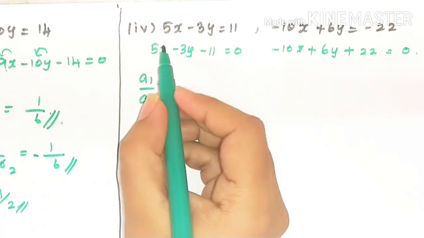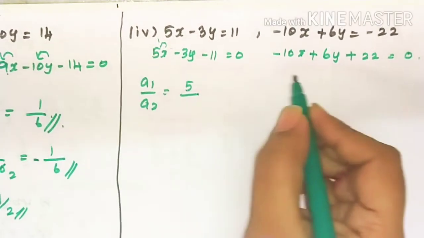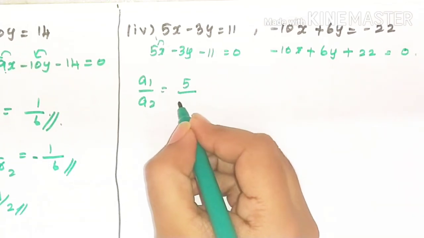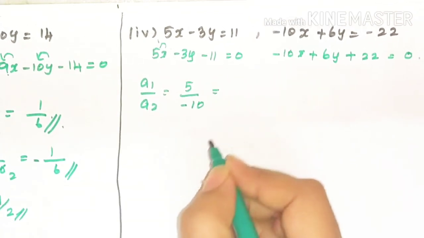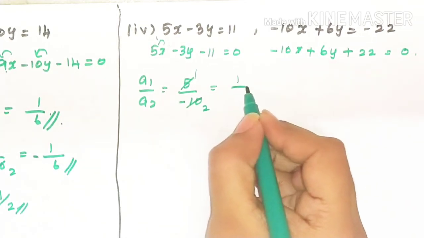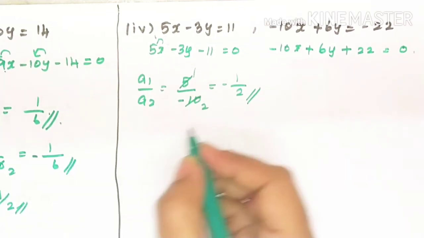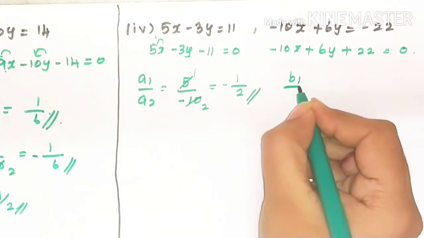a1 by a2: the coefficient of x in the first equation is 5, and in the second equation the coefficient of x is minus 10. Both are in the 5 table, so we can cancel. 1 time, 2 times, so you get 1 divided by 2, with the denominator negative, so you get minus 1 by 2. Next we can find out b1 by b2.